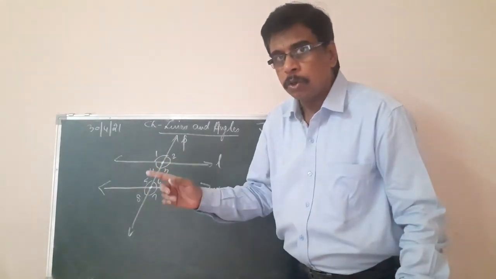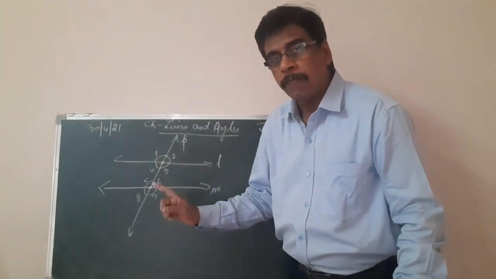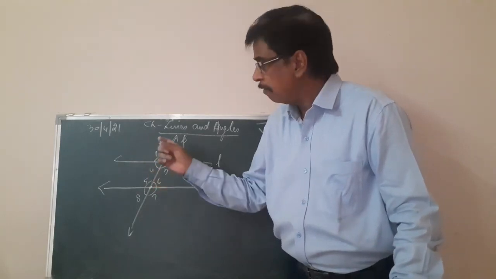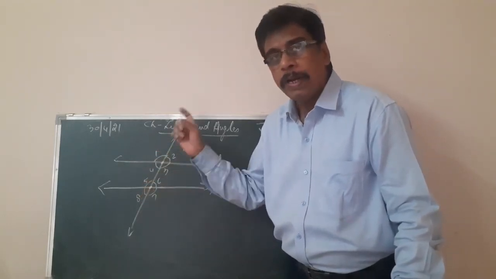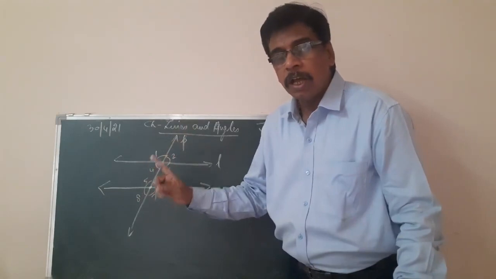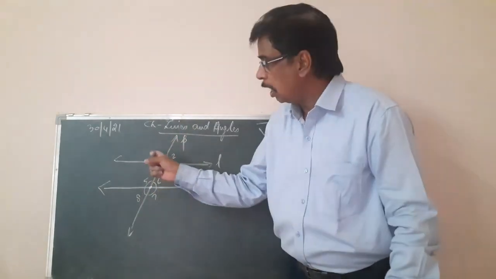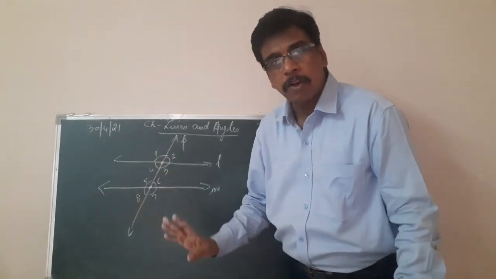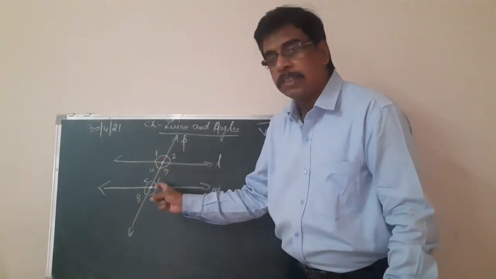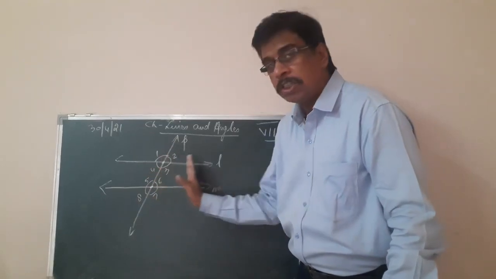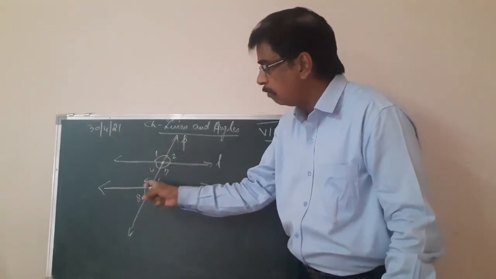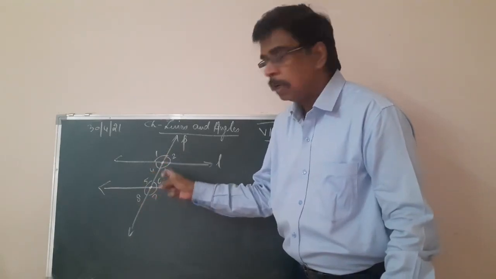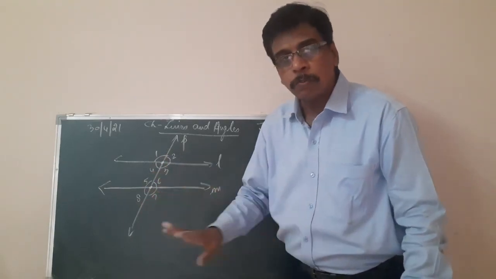We also understood what are corresponding angles. Angles which are on the same side of the transversal, having different vertices, one interior and one exterior, are called corresponding angles. Like 1 and 5, they are corresponding angles. 4 and 8, they are corresponding angles. 2 and 6, they are corresponding. They are on the same side of the transversal, having different vertices, and one exterior, one interior. Similarly, 3 and 7, corresponding angles.